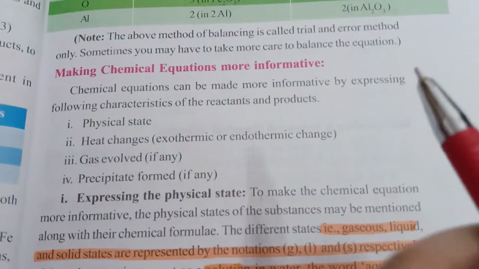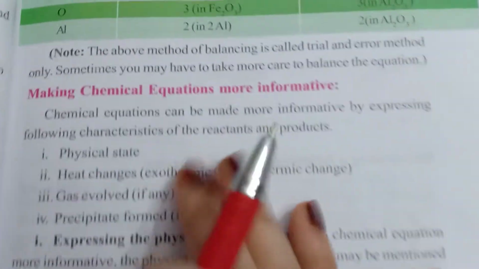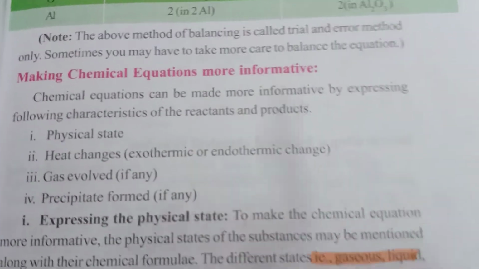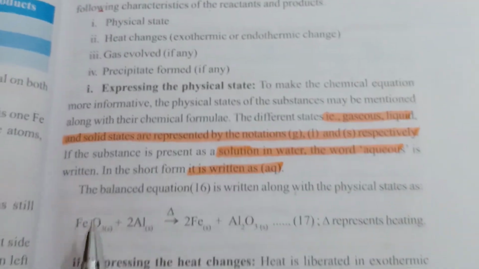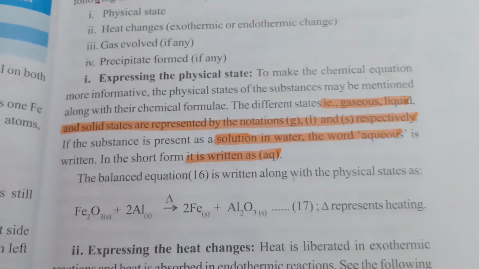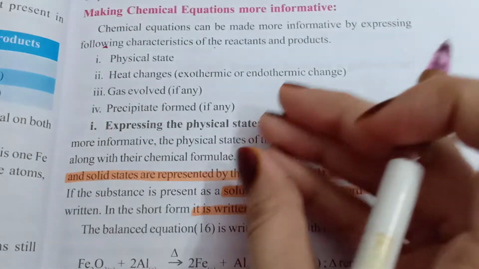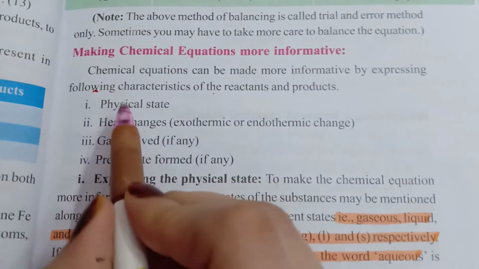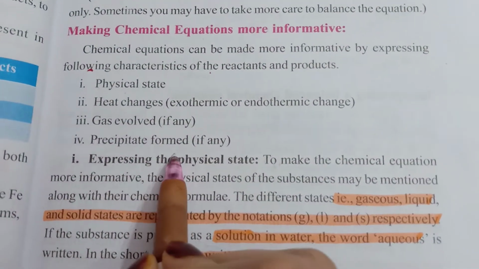To get a more informative equation, we have to do this. These are the characteristics of the reactants and the products. Chemical equations are made more informative by expressing some characteristics of reactants and products. This is our reactants and this is our products, right? Remember? So to make it more informative, we have to apply these characteristics in these equations. First is physical state, then heat change, gas evolved and precipitate formed.